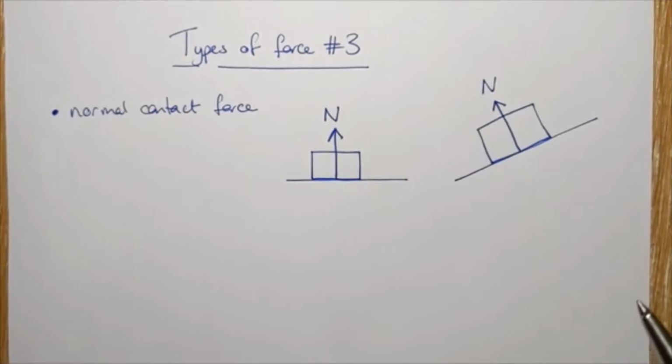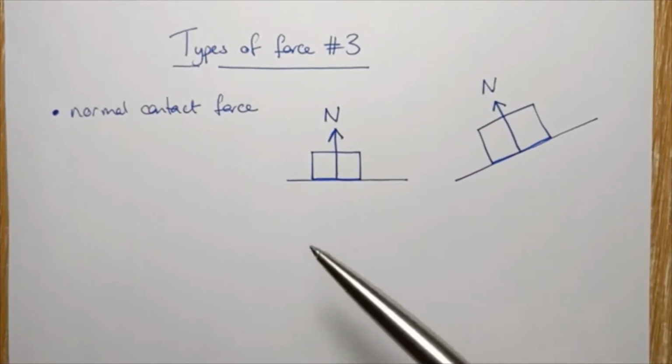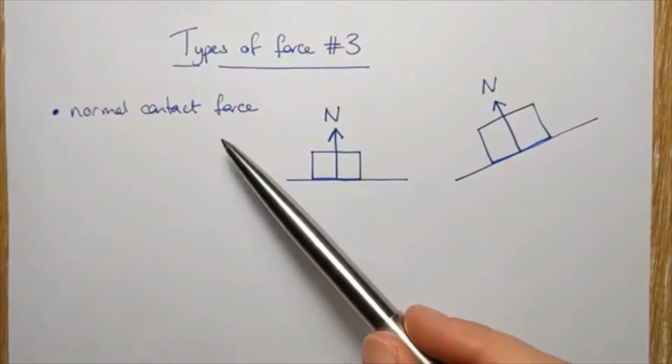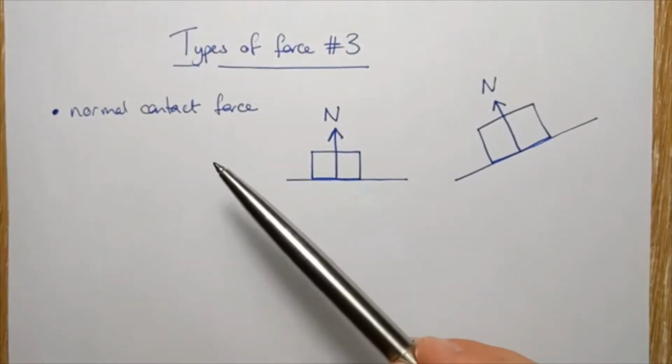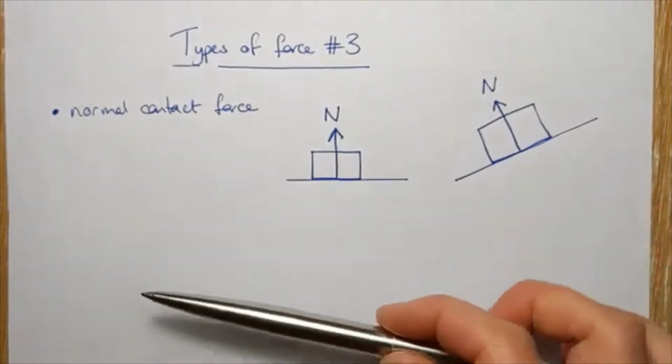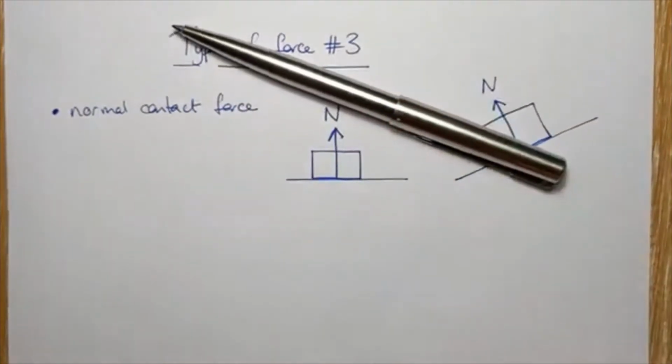Okay, but what causes it? Well, you can think of the normal contact force as being the force that a surface exerts on an object that's trying to push through it. So, for example, right now, my pen, you can think of it as trying to fall, or gravity is trying to pull my pen down through the table. And so the table exerts a normal contact force upwards on the pen, preventing it from doing that.